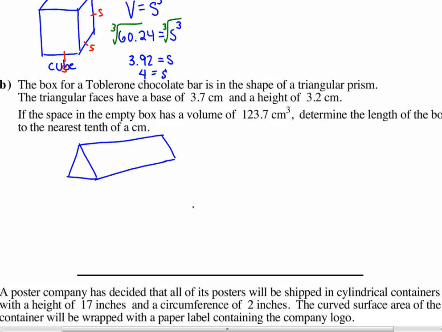A triangular face has a base of 3.7 and a height of 3.2. So they're talking about the triangle here, right? This height here is 3.2. If the space in the empty box has a volume, they give me the volume of 123.7 centimeters cubed, determine the length of the box.